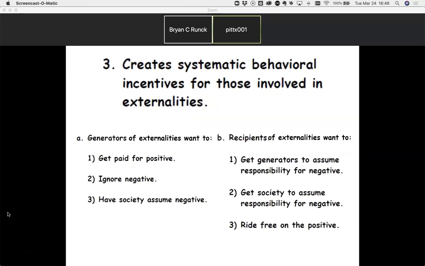Externalities create systematic behavioral incentives for those involved in them. Generators of externalities want to get paid for the positive externalities they create, and they either want to ignore the negative or have society assume the negative costs. Recipients of externalities want the generators to assume responsibility for the negative, and they want society to assume responsibility for the negative or ride free on the positive. For example, with my house, no way did I want to pay the extra tax bill that was associated with the inflated value of my house associated with building the New Carrollton subway stop.